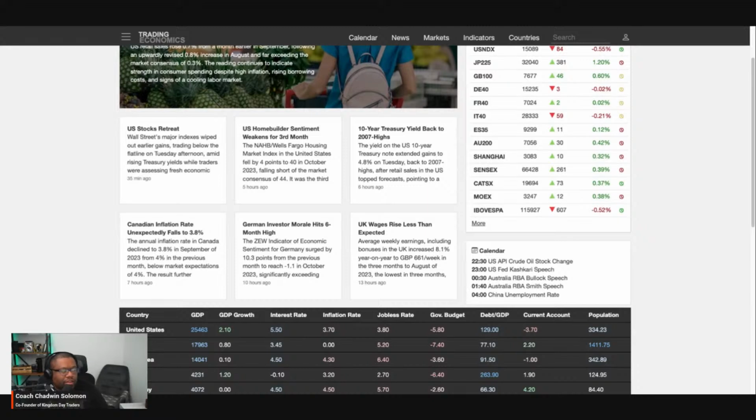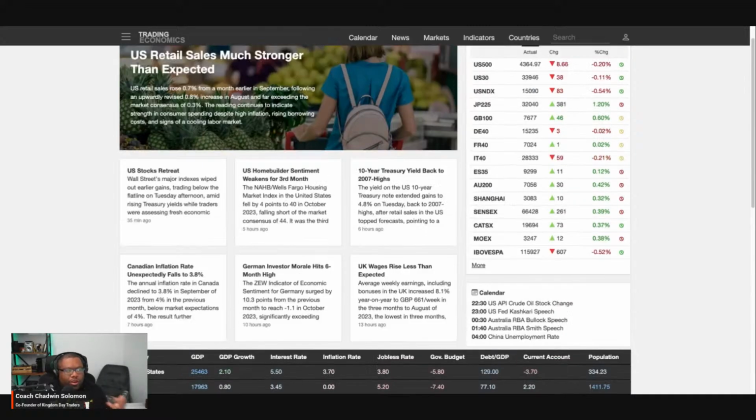Then we got Canadian. So if you're a USD/CAD or an oil trader, then you're going to be looking at the Canadian dollar as well. Canadian inflation rate unexpectedly falls. So what is that going to tell you? That's going to tell you that you're going to start seeing some volatility on the CAD-based charts as well, right? UK wage rises, so it's going to put some pressure on the pound. And you can go into all of these markets.